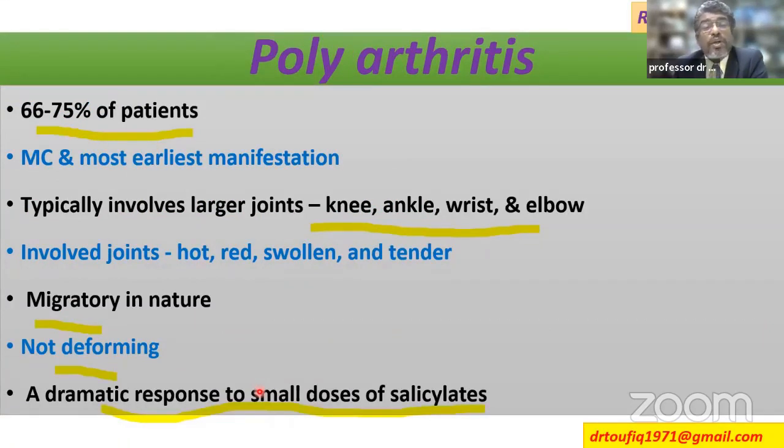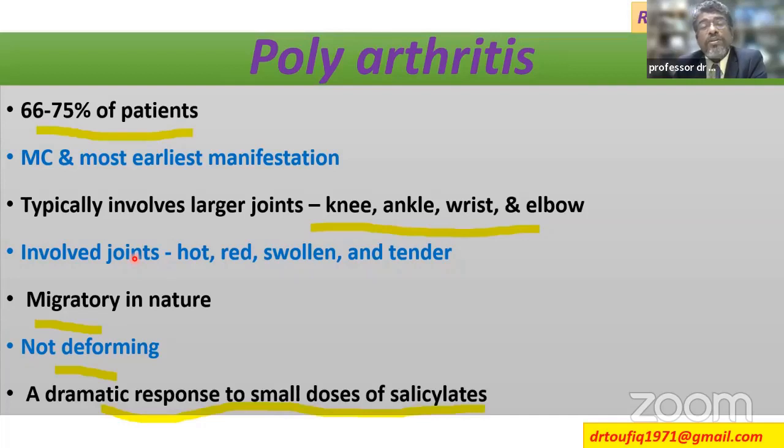And then we move to the polyarthritis. Arthritis, that is joint involvement. And you all know that polyarthritis means there is involvement of more than 2 or 3 joints. 60 to 75% of rheumatic fever patients may have polyarthritis. This is the earliest manifestation the patient may have. It typically involves larger joints, like the knee joint, ankle joint, wrist joint, and elbow joints. The involved joints become red, hot, swollen, and tender. And this is usually migratory in nature.